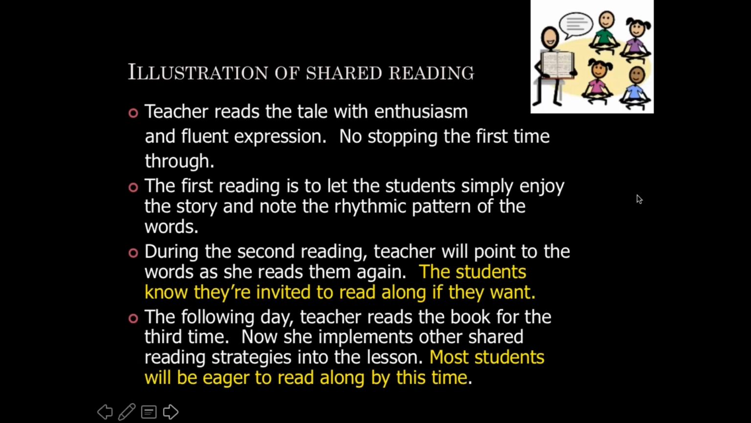And this is just an illustration of what shared reading is like. So if you're not in the elementary setting, this is just to remind you what happens. The teacher usually starts a story at the beginning of the week and starts reading. And then the first time around, the kids are just watching.